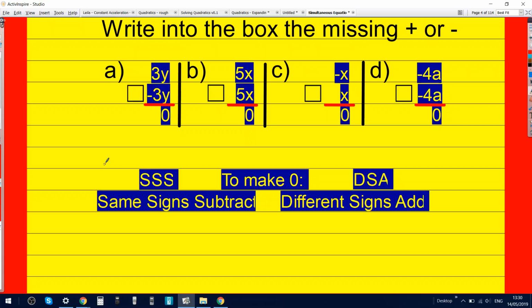Okay, so different signs. To make 0, for A it's just going to be plus. Yep, different signs, so you add. And we've got same signs, so subtract. And the next one is plus. And the last one is subtract. Same sign, subtract. That's it.